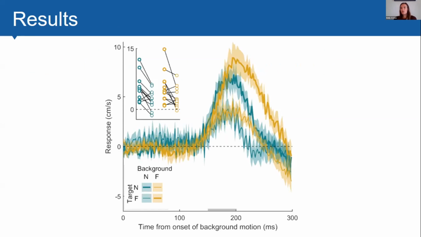So the main result that I want to draw your attention to here is the two thick curves that show the largest magnitude of the manual following response. And this occurs when the target is presented on the same screen as where the background motion occurs. And what this suggests is that depth information is important, and the relative location of the target to the background matters in terms of leading to a larger manual following response when they're in the same plane.